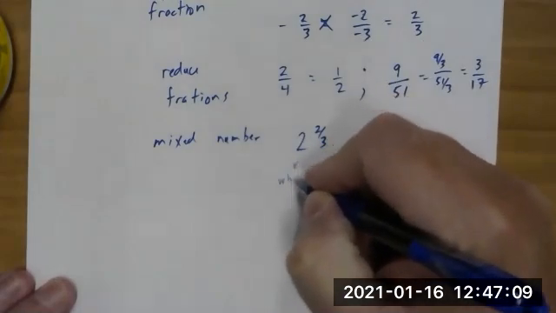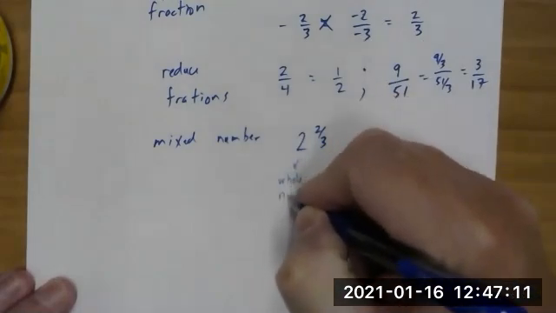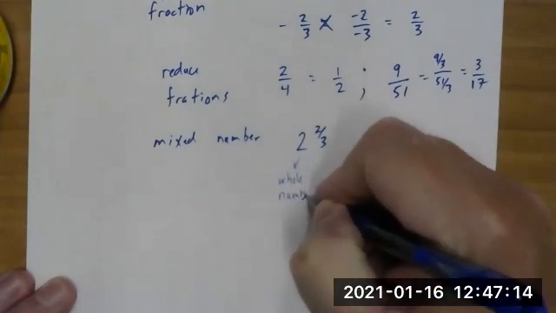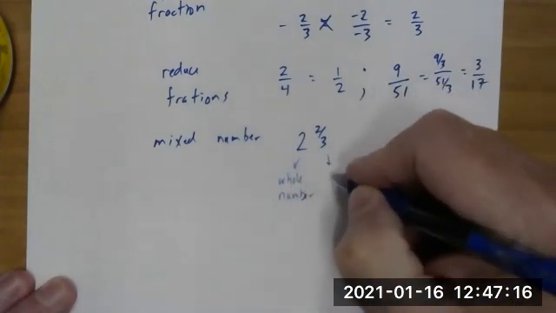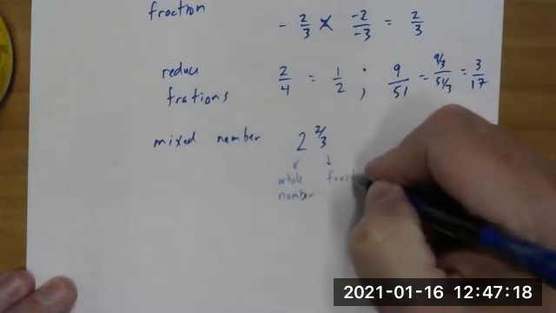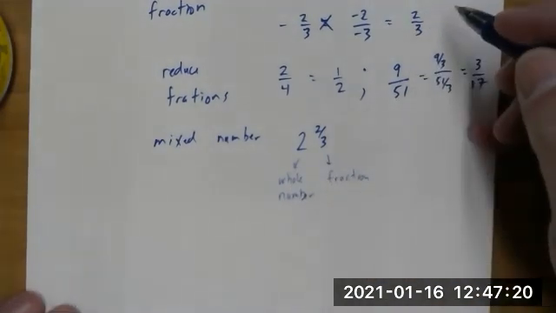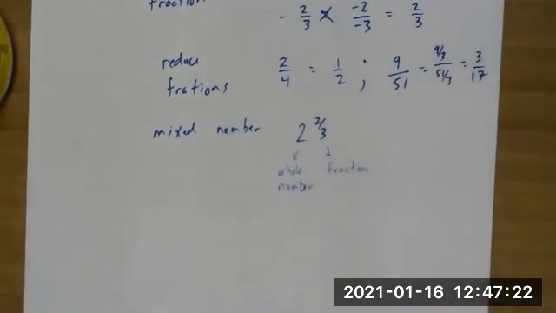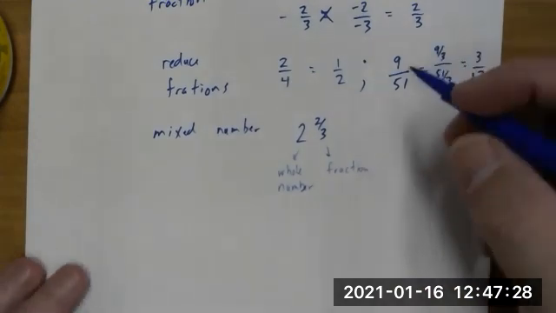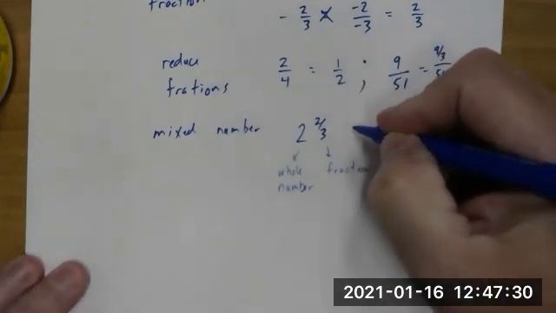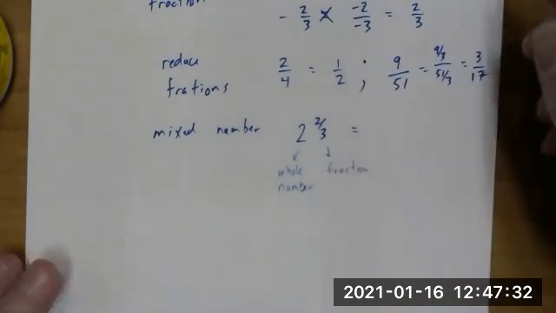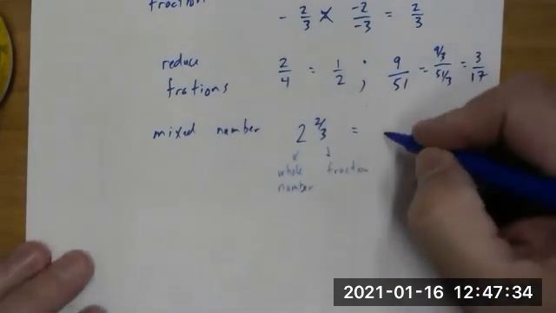Sometimes we call this the whole number part, and we'll call this the fraction part. That doesn't show up too clearly. Let me use a different pen. So anyways, we want to change this to just a simple fraction.